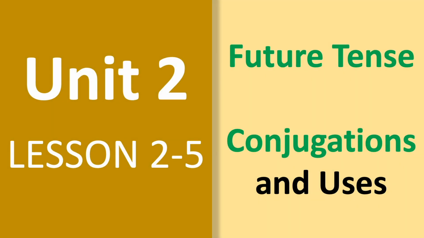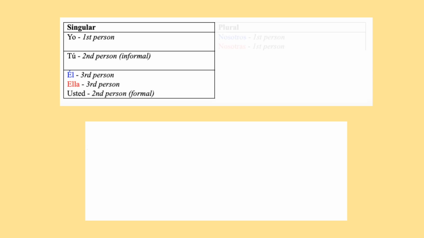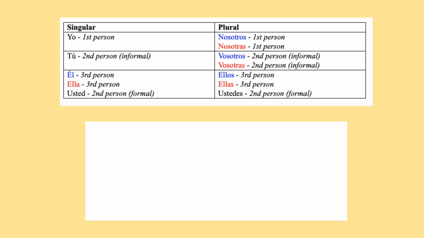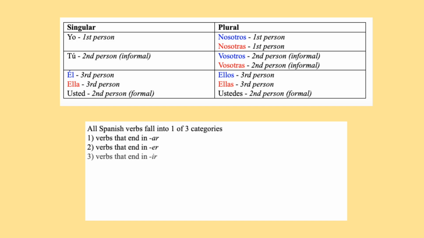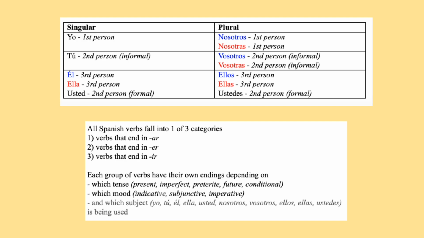Let's take a look at the future tense, its regular conjugations, and how the future tense is used. As I have said many times, by now you should already know the subject pronouns and which ones are first, second, third person and which ones are singular and plural. You should also be aware of the three Spanish verb categories, AR, ER, and IR, and you should know that each group of verbs have their own endings depending on the tense, mood, and subject being used.